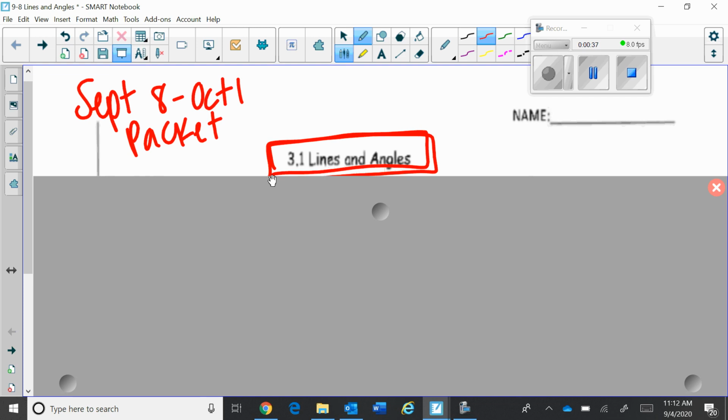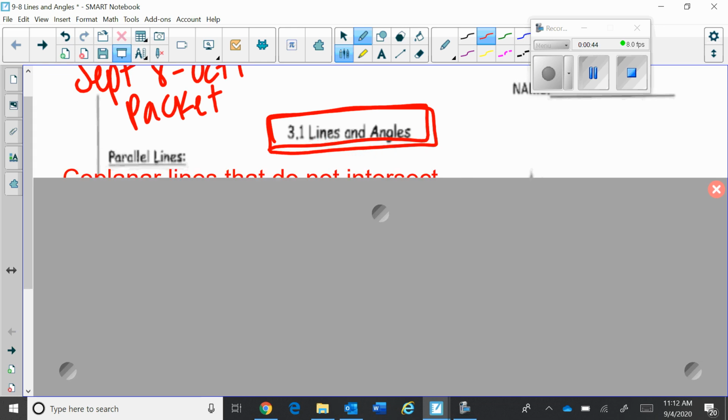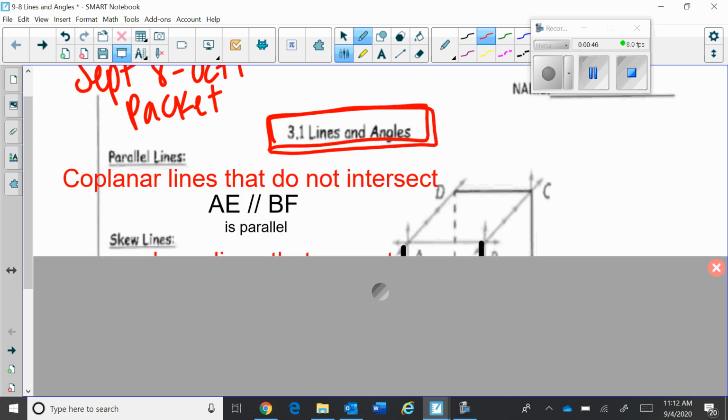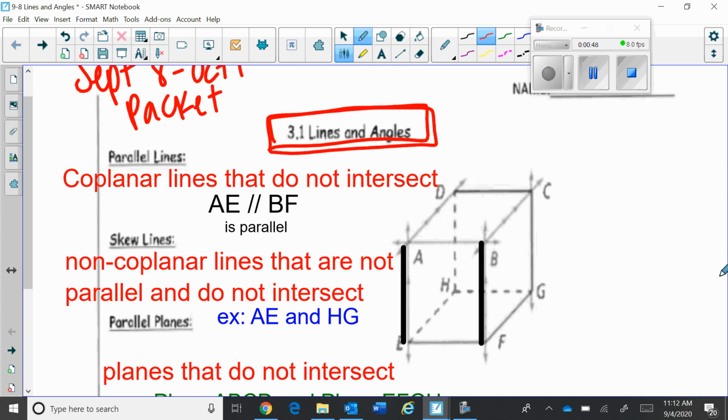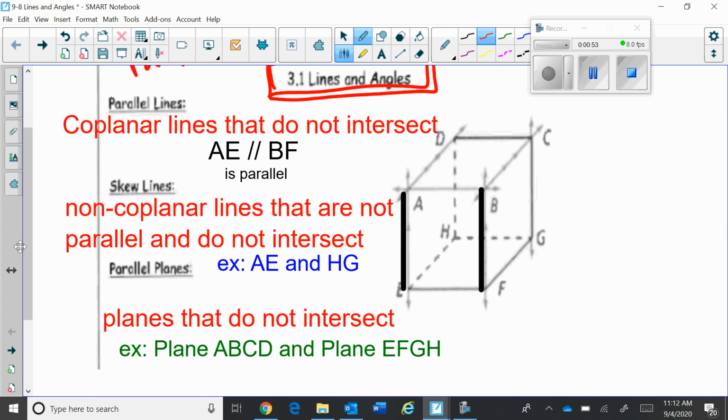We are going to go over these definitions and the practice of them during class, but I want to go ahead and get the definitions out of the way. I'll go ahead and show you all of these at once. These first 3 definitions are parallel lines, skew lines, and parallel planes. Pause this video, write these down, and then I'm going to talk about it. So pause me right now.